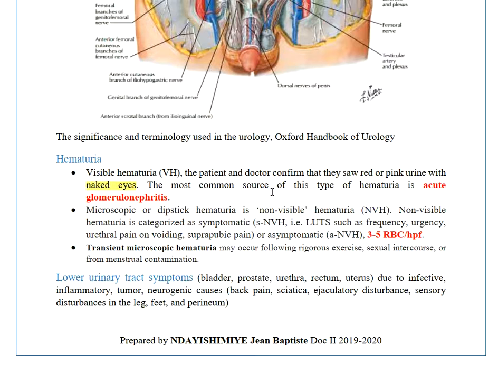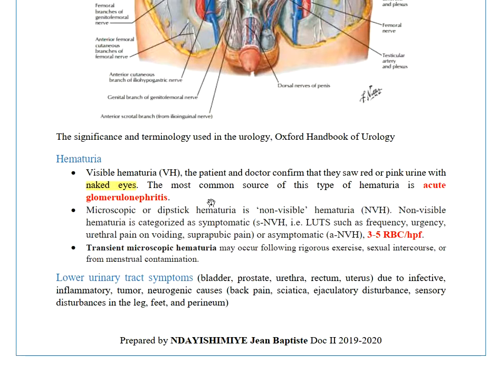So what we really like to know about hematuria. The definition of hematuria is said when you are able to detect between 3 to 5 red blood cells. In this case, you can say that the patient has hematuria. But hematuria can be defined as visible hematuria or non-visible hematuria.